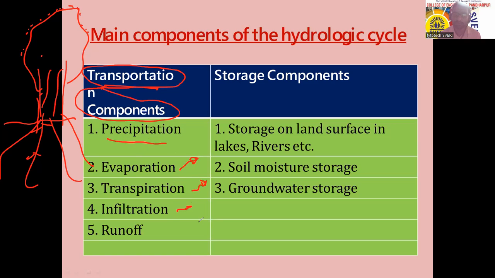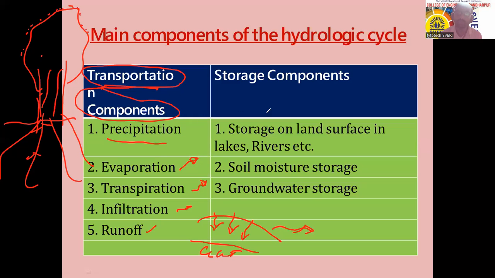Infiltration means if this is the earth, some amount of water is infiltrated. It passes through the ground surface and reaches the groundwater table. Then some amount of the water is running, that is called runoff. These are all the transportation components.